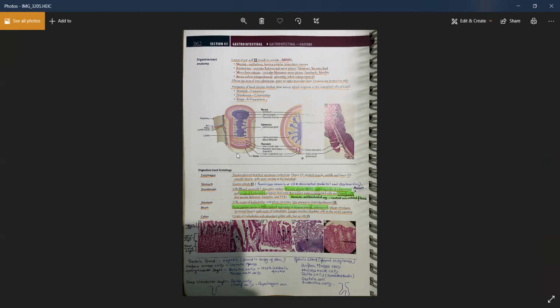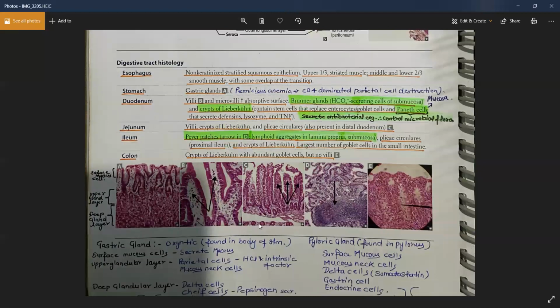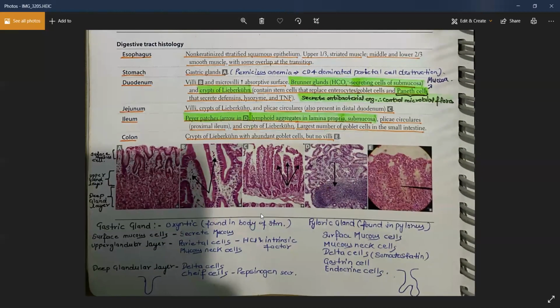No, thank you. Then you also need to know about two types of glands in the stomach. One is found in the body and one is found in the pylorus. The ones found in the pylorus are known as the pyloric glands. The ones found in the body of the stomach are the oxyntic glands. The pyloric glands have surface mucus cells as a normal gland, then they have mucus neck cells. Then they have the delta cells, and these delta cells are for somatostatin.